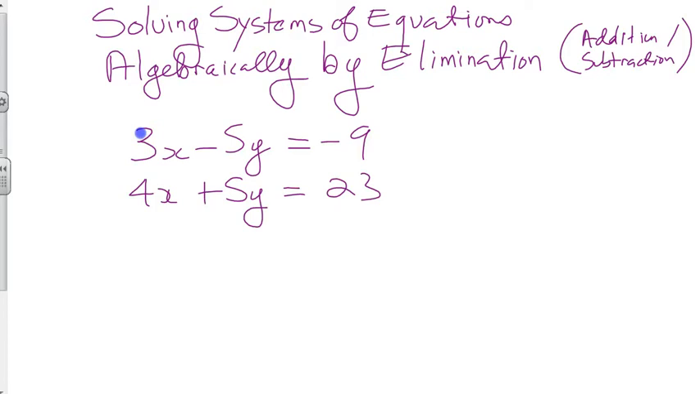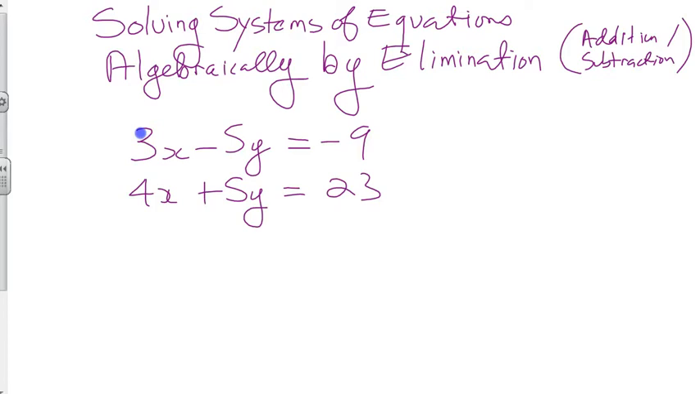So the elimination method, also called addition or subtraction, is, hey, look, if we add these two equations together, we're going to get a different equation, right? First of all, it's going to be a different equation. If we graph it, it's going to be a whole new line, but it's going to go through the point of intersection of the original two lines, okay?